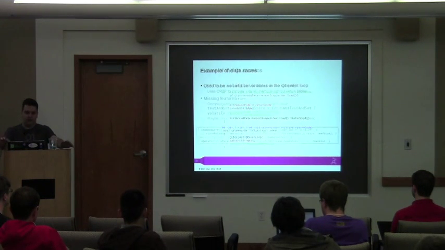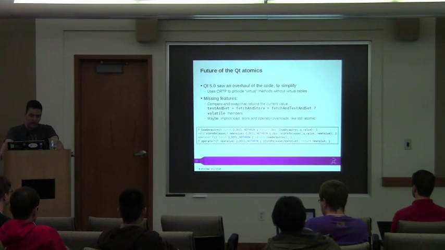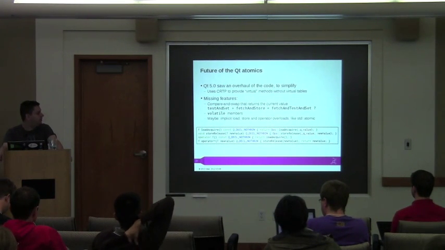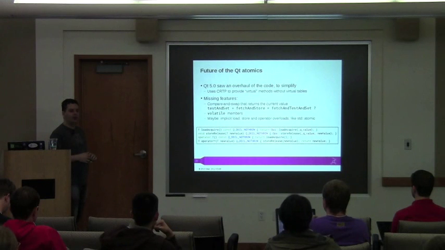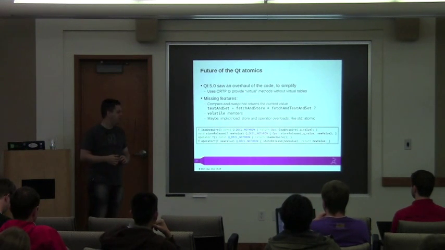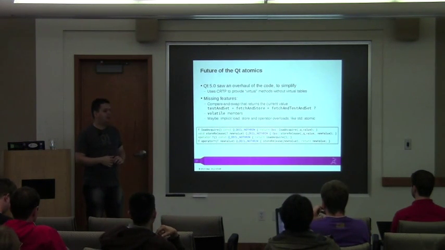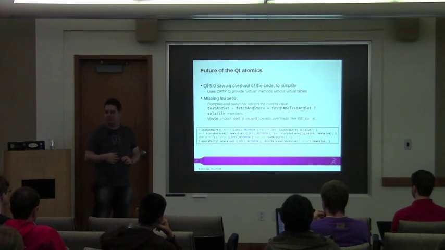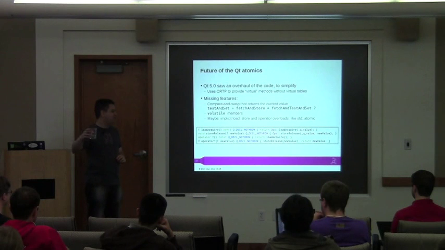So like I said, the future for the atomics. I overhauled the code for 5.0. I'm using poor man's virtual with CRTP. But we're still missing a few features. Our test and set functions do not return the current value. I want to add an overload that does. So what do I call it? I think fetch and test and set is a very long name. Should probably find something better.